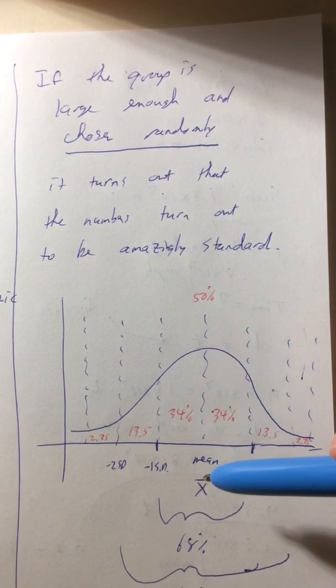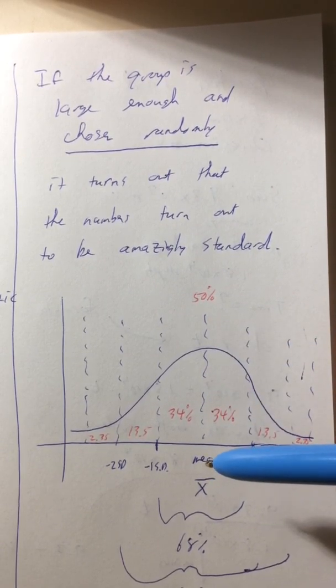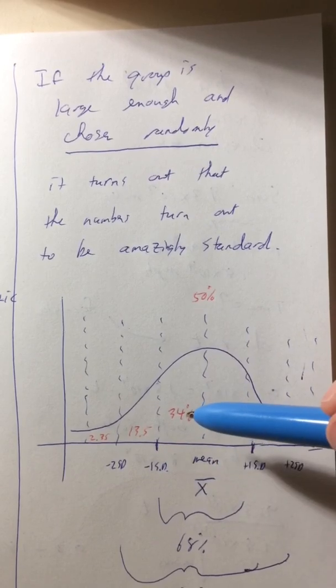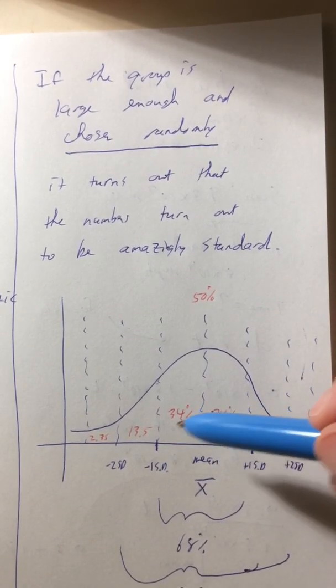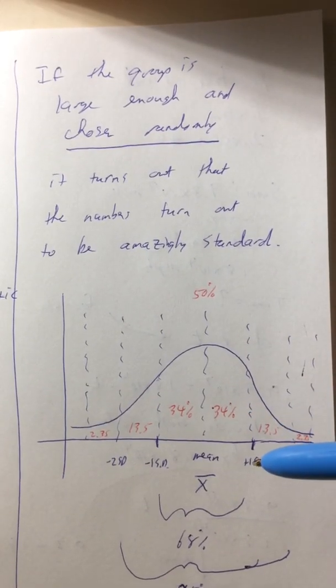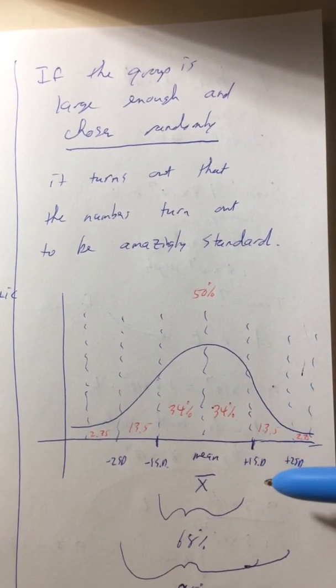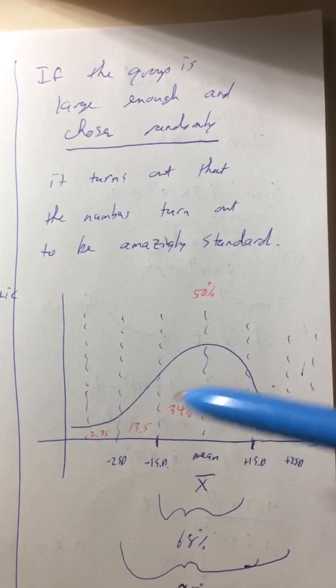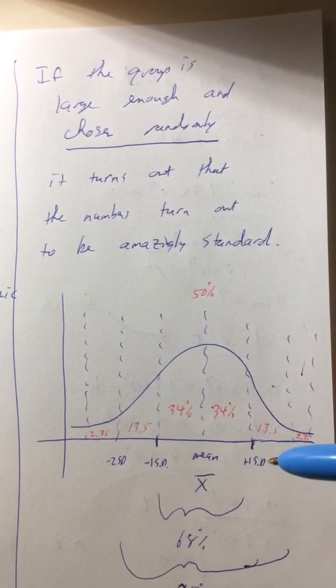The mean is still 5'4", and we want to know how many girls are between 5'2" and 5'4"? Well, you guessed it, it's 34% because it's symmetric on both sides. If we want to know what percentage of girls are between 5'6" and 5'8", it's exactly 13.5%. Same thing down here, 13.5%.